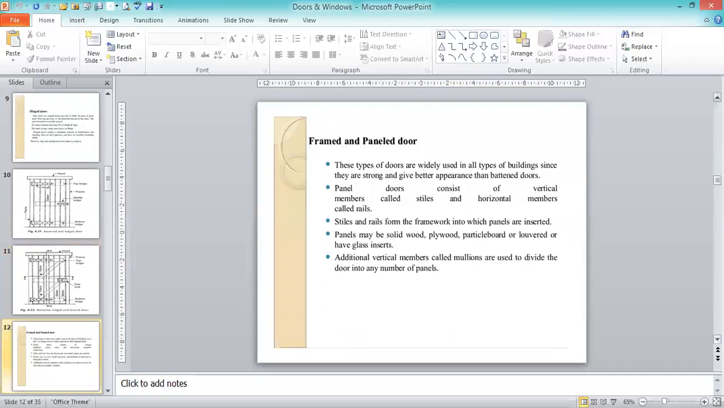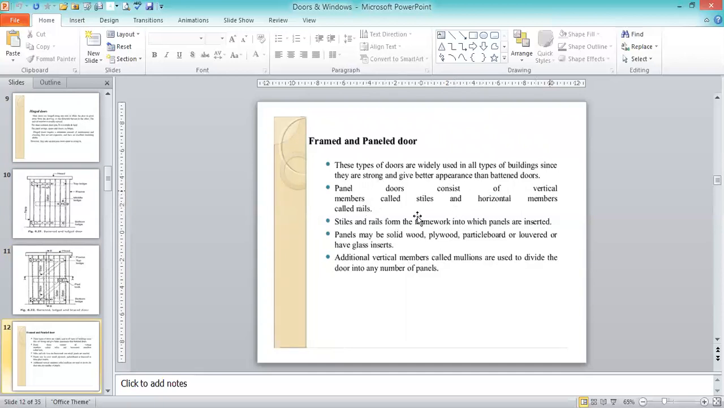The framed and panel door is what we use in most cases nowadays. In general, it is called framed and panel, and we provide it for openings. These types of doors are widely used in all types of buildings since they are strong and give a better appearance than batten doors. In batten doors a lot of workmanship is required, but here very simple work is sufficient for designing the door.